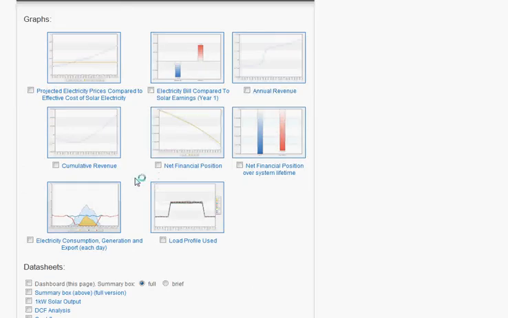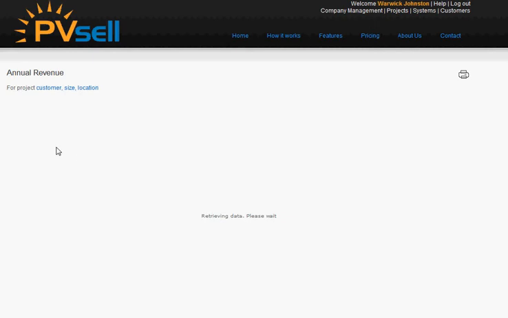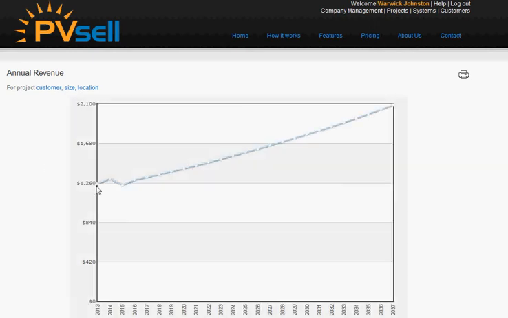We can have a look at the annual revenue from a solar power system. Here we've got one that's seen in a year where it's installed in Queensland, and so we can see that the effect of the end of the feed-in tariff is to slightly reduce the amount of revenue in a year, after which time, because most of the production is consumed on site, we're seeing that the revenue increases over time.